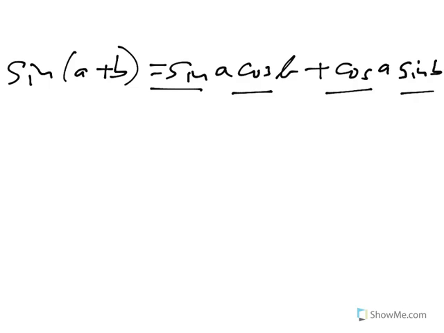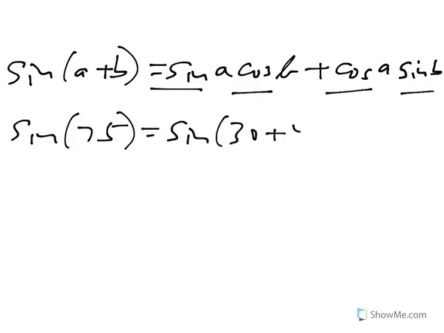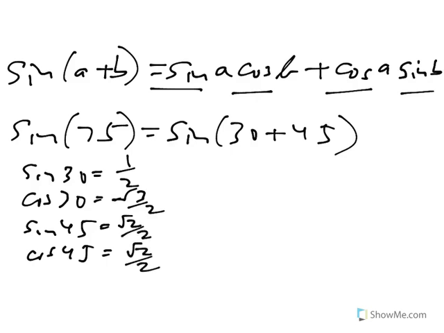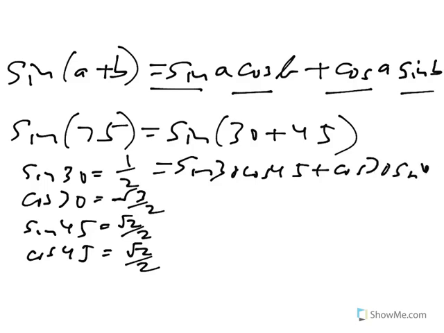components that we need. For example, let's say I had to calculate sine 75, and I notice that 75 is 30 plus 45, and those are good numbers because I know sine of 30, and I know what cosine of 30 is, and I know what sine of 45 is, and I know what cosine of 45 is. Sine of 30 is 1/2, cosine 30 is radical 3 over 2, sine of 45 and cosine 45 are radical 2 over 2. So according to this formula, it's sine 30 cosine 45 plus cosine 30 sine 45.